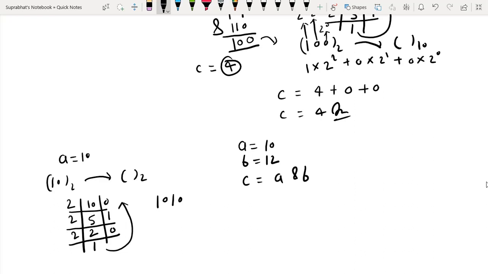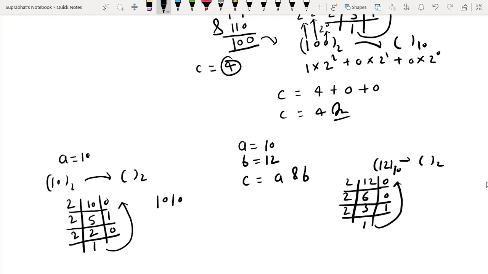Now the second number is 12. It is in decimal, so we will convert it into binary. Again 12 is divided by 2. 2 6s are 12, remainder 0. 2 3s are 6, remainder 0. 2 1s are 2, remainder 1. So our final is: this is 10 and this is 1 1 0 0, which is 12.